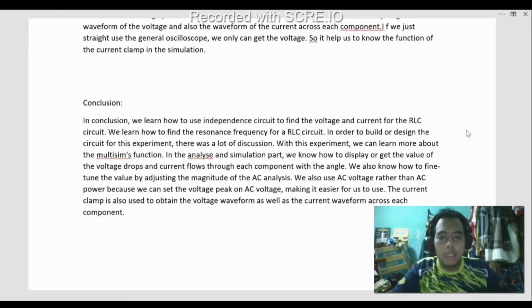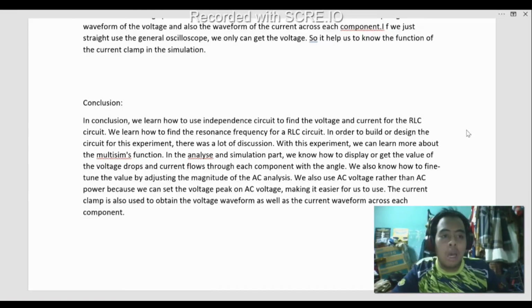In conclusion, we learned how to use the independent circuit to find the voltage and the current for the RLC circuit. We also learned how to find the resonance frequency for the RLC circuit. In order to design this circuit for this experiment, there was a lot of discussion that we made. With this experiment, we can learn more about the Multisim function. In the simulation analysis part, we know how to display or get the value, the voltage drop, and the current flowing through each component with the angle.